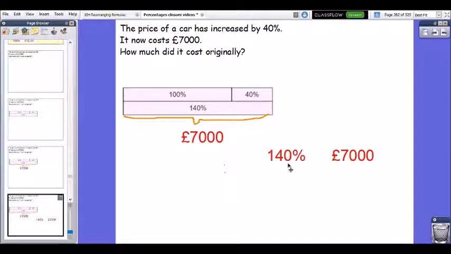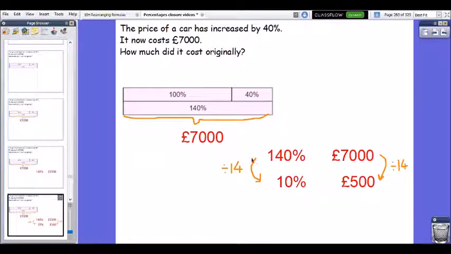I can't do it in one step because 100 doesn't go into 140. So I'm going to try and think of a helpful first step. Would it be helpful for me to have 10%? Well, yes it would, because 10 goes into 100 quite easily. So how do I get from 140% to just 10%? Well, if I divide by 14, so 140 divided by 14 gives me 10%. 7,000 divided by 14 gives me 500.